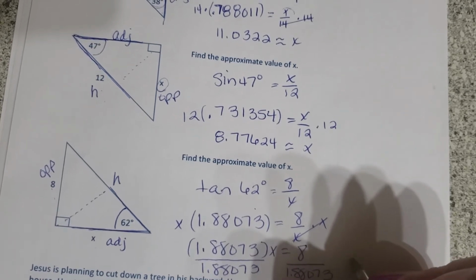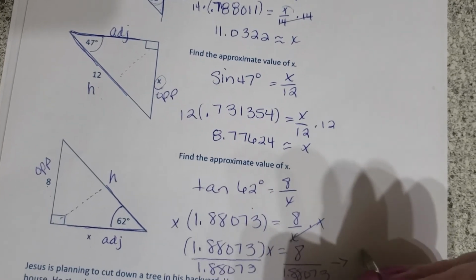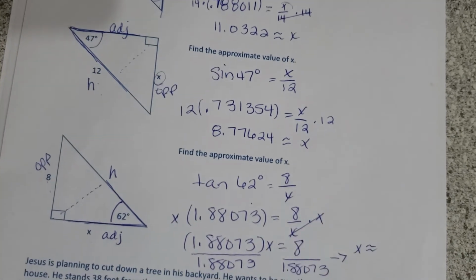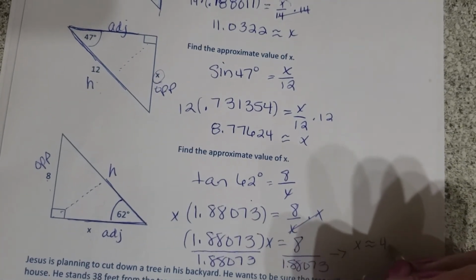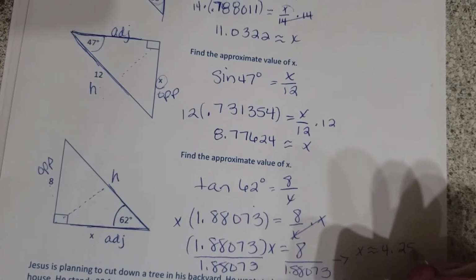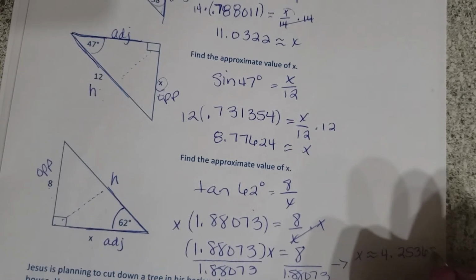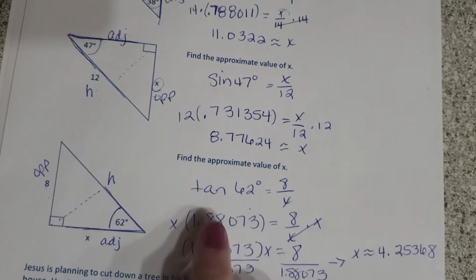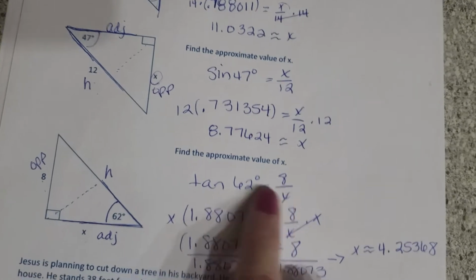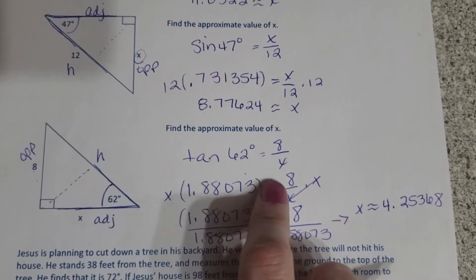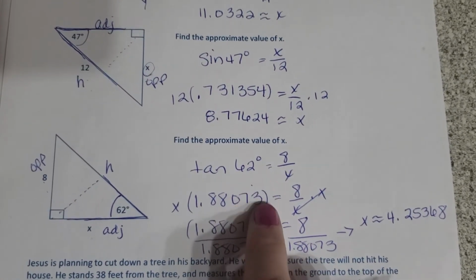And that tells me that x is approximately 4.25368. Now, back here, we could have done all of this a slightly different way.